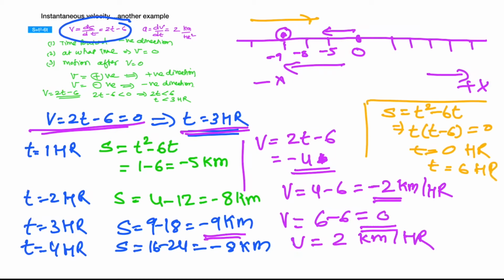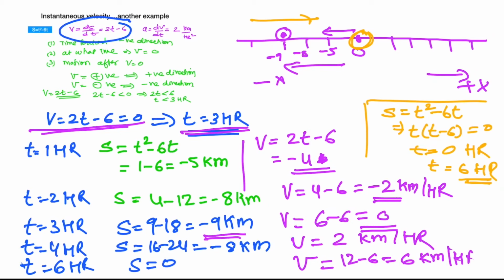So at the start of the motion at t is equal to 0 hours, my car was at the origin point, and after 6 hours again it will pass through my origin point, right? So here the displacement at 6 hours is 0. What about velocity at t is equal to 6 hours? Velocity is 6 into 2, 12 minus 6. So it is 6 kilometer per hour. So when my car passes through this origin point, it will have plus 6 kilometer per hour velocity in the positive x direction.